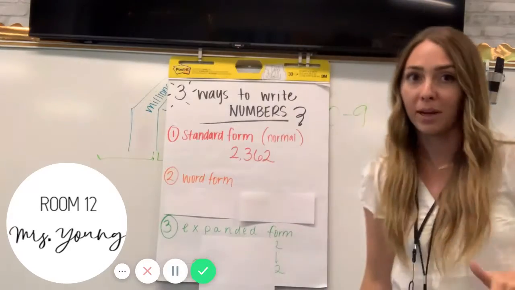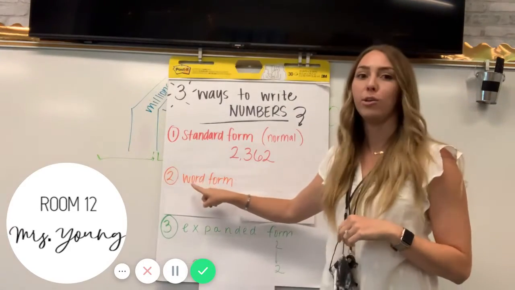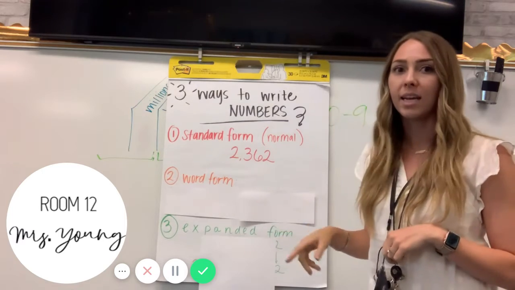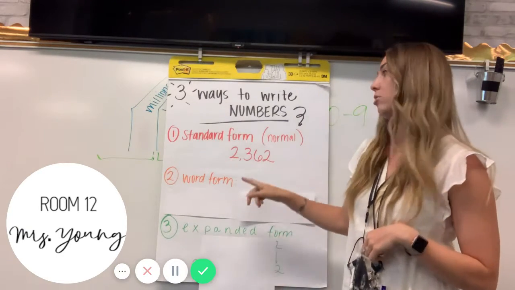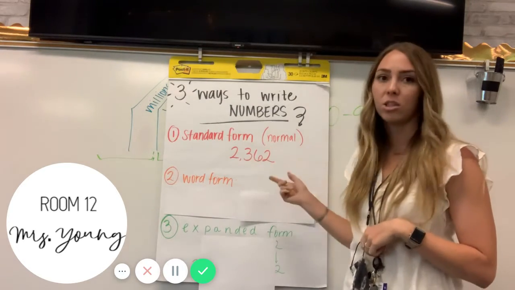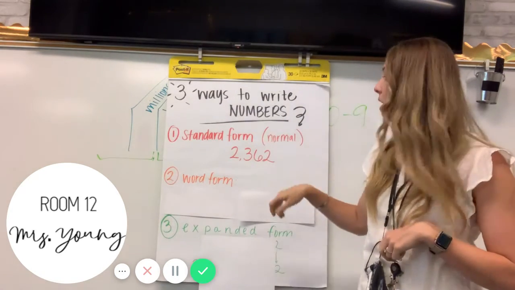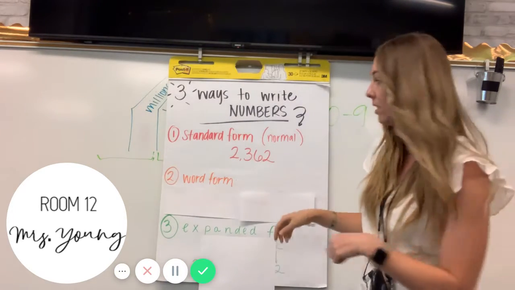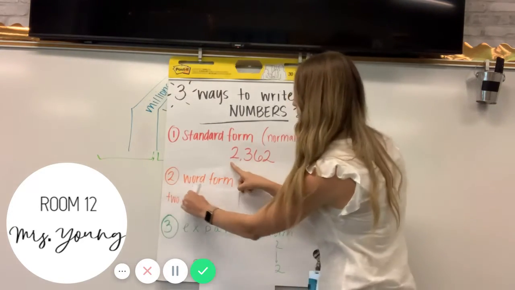There's also a different way to write numbers. It's called word form, and it's just what it sounds like. You write that number in words. So just like how I read it, 2,362, I would write that down in words. Remember that the comma, the first comma says 1,000.